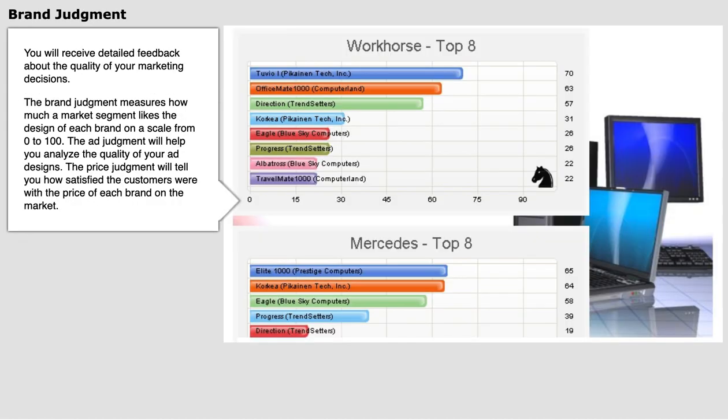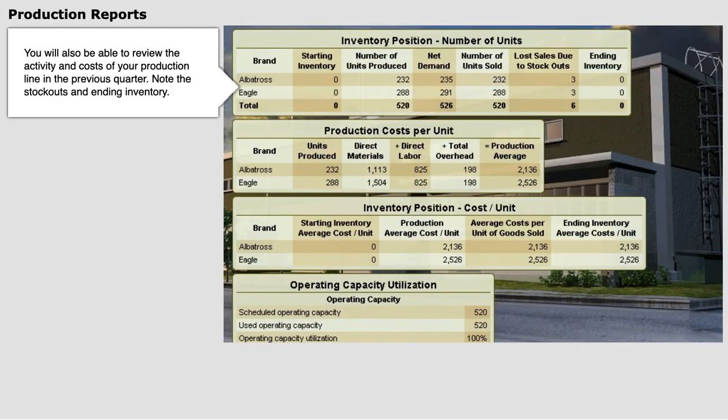You will receive detailed feedback about the quality of your marketing decisions. The brand judgment measures how much a market segment likes the design of each brand on a scale from 0 to 100. The ad judgment will help you analyze the quality of your ad designs. The price judgment will tell you how satisfied the customers were with the price of each brand on the market. You will also be able to review the activity and costs of your production line in the previous quarter. Note the stockouts and ending inventory.